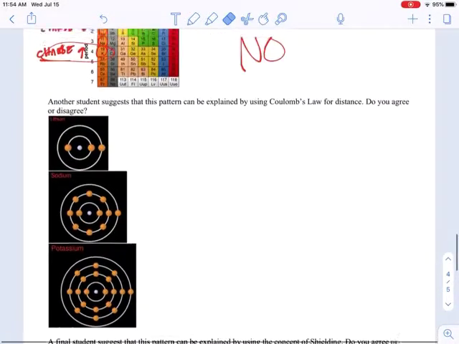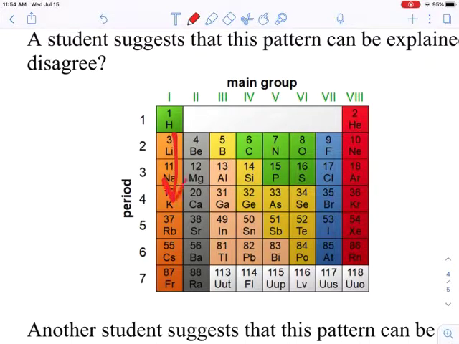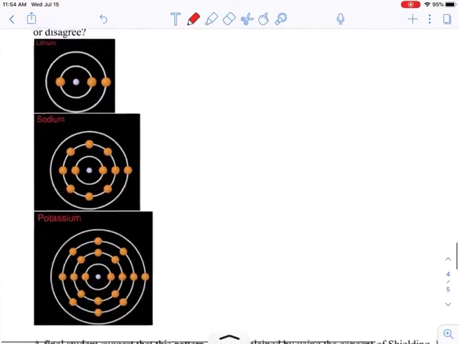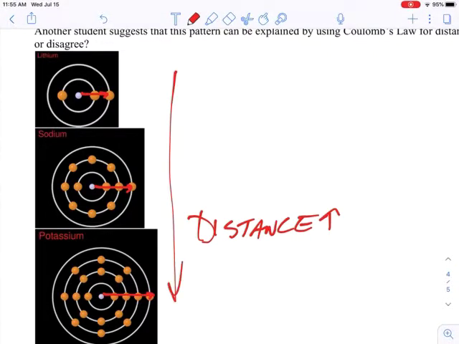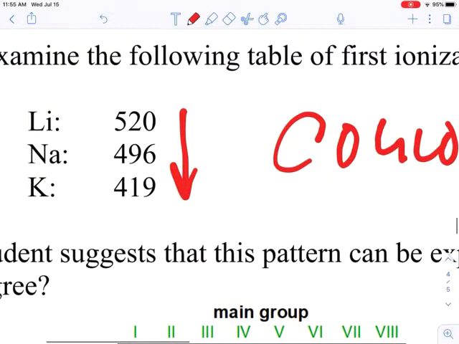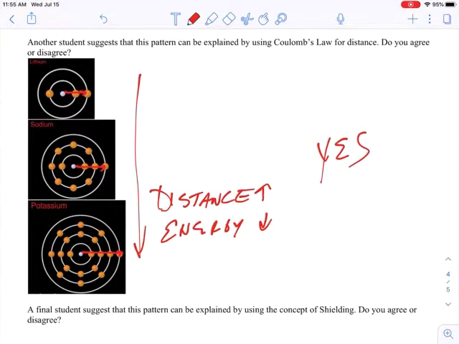So certainly, as you are going down the periodic table from lithium to potassium, you are getting larger and larger and larger. And so the distance from here to here is less than the distance from here to here, which is less than the distance from here to here. So we are seeing the distance increase as we are going from lithium down to potassium. And as the distance goes up, the energy is supposed to go down. Is that what we see? Yes, that's what we see. As we go down the column here, from lithium to sodium and potassium, the energy is going down. So it certainly appears that distance can be used to help explain what is occurring in this particular problem.